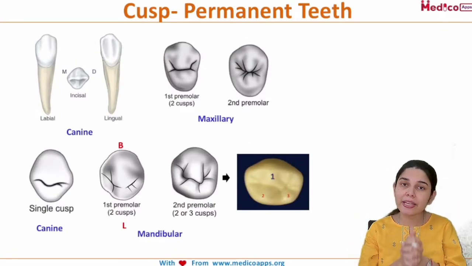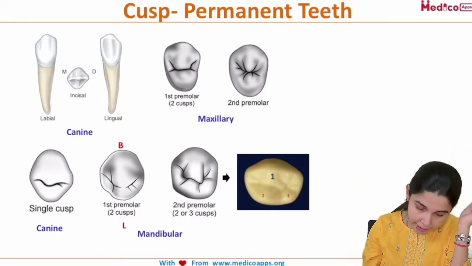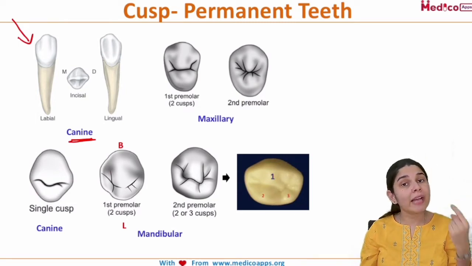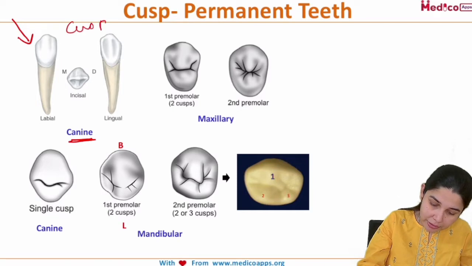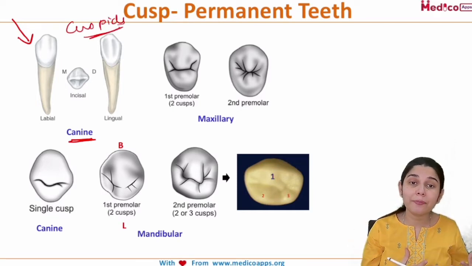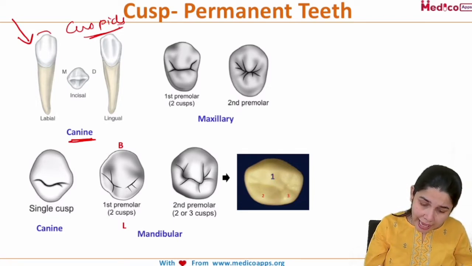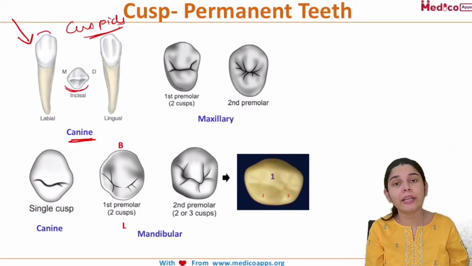If I told you in my previous slide that the canine, okay, this is the canine. As you can see, this is the canine. So canine has a single cusp. That is why they are called cuspids. Now where is the single cusp which you can see? This is the single cusp which you can see in the canine.